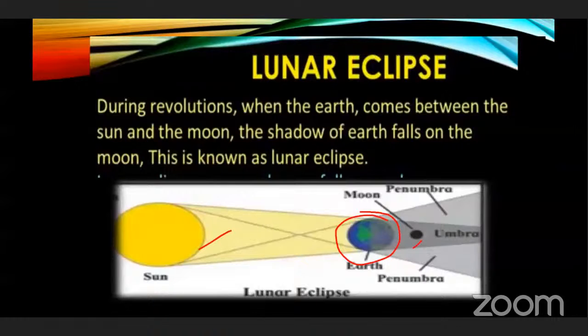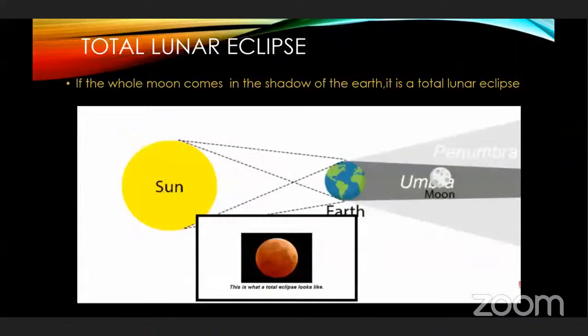Okay. And a lunar eclipse is seen only on a full moon night. When we see a lunar eclipse, only on a full moon night. Lunar eclipse, we can see two types of lunar eclipse. First one is total lunar eclipse. See, what is total lunar eclipse? If the whole moon comes in the shadow of the earth, it is a total lunar eclipse.